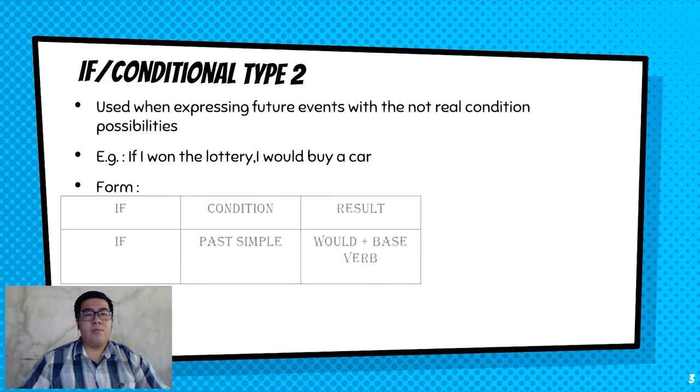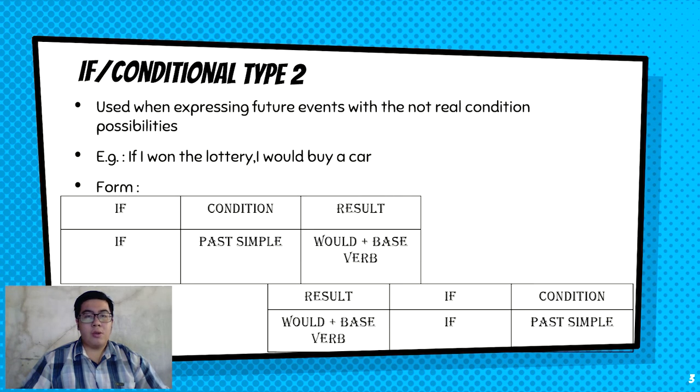We can see from type 2 that the if condition is the same as type 1, but in conditional type 2 we use past simple verb, and in the result we change will to would. Would can be changed with should and could.